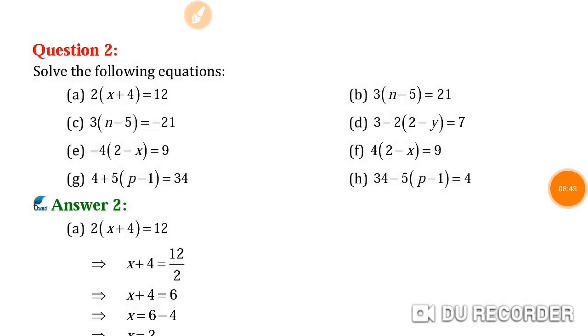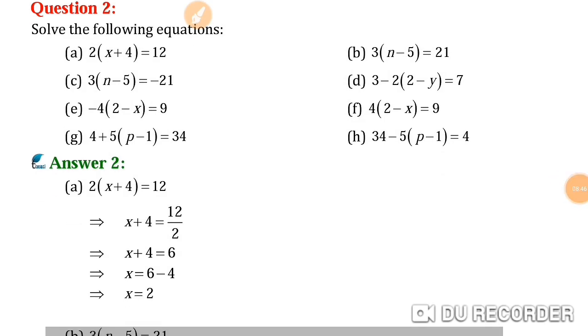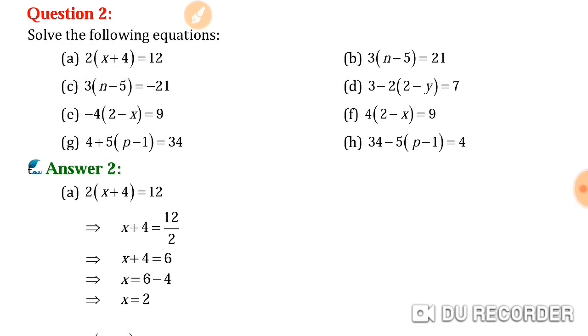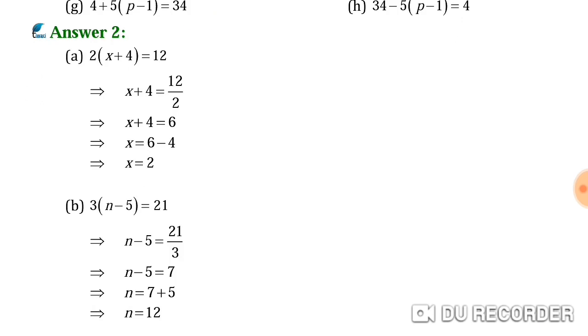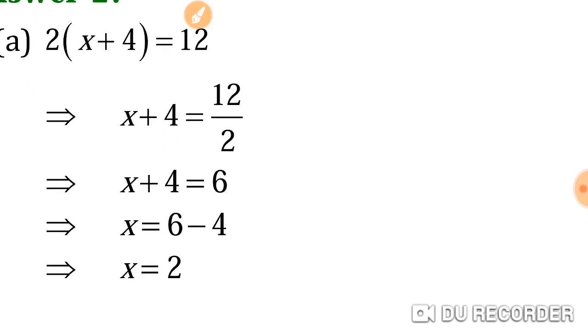And the second one, here also solve the following equations. Based on the transposing method only we have to solve, but here only one slight extra step is given. That is nothing but there is an extra multiplication, because there are brackets. It indicates a multiplication with the number outside which is attached to the bracket. So I'll take the first one as the example, that is 2 into x plus 4 is equal to 12.